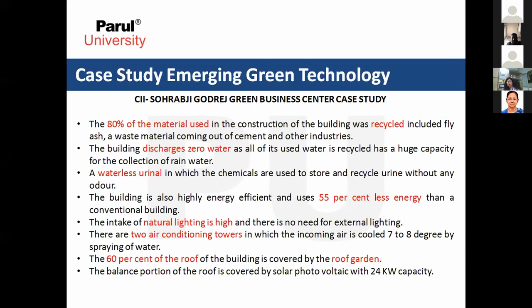The building discharges zero water, as all of its used water is recycled, and it has a huge capacity for the collection of rainwater. It has a waterless urinal in which chemicals are used to store and recycle urine without odor. The building is also highly energy efficient and uses 55% less energy than a conventional building. The intake of natural light is high and there is no need for external lighting. There are two air conditioning towers, I have shown the figures, in which the incoming air is cooled by 7 to 8 degrees by spraying of water. 60% of the roof of the building is covered by the roof garden, and the balance portion of the roof is covered by solar photovoltaic panels with 24 kW capacity.